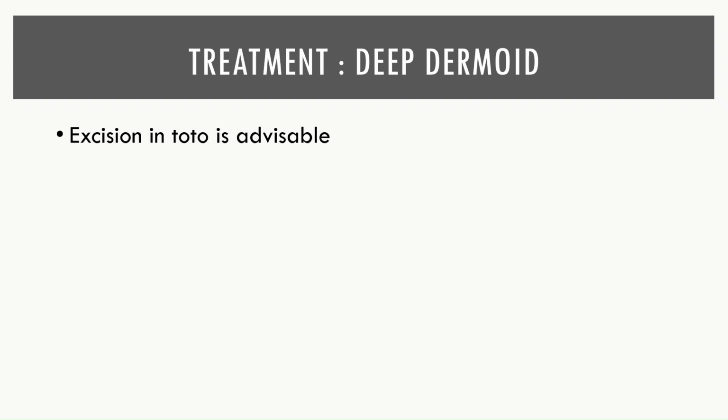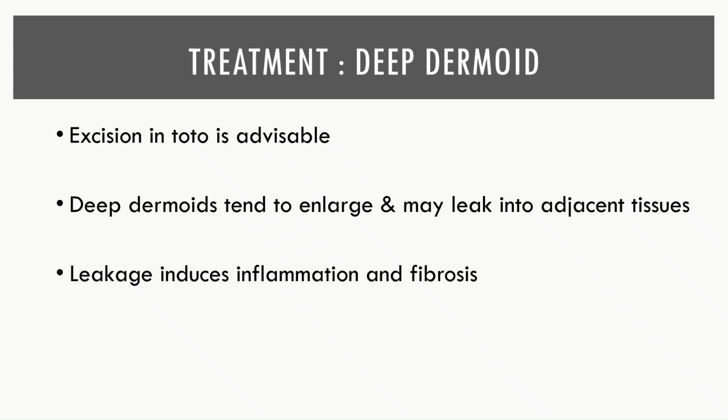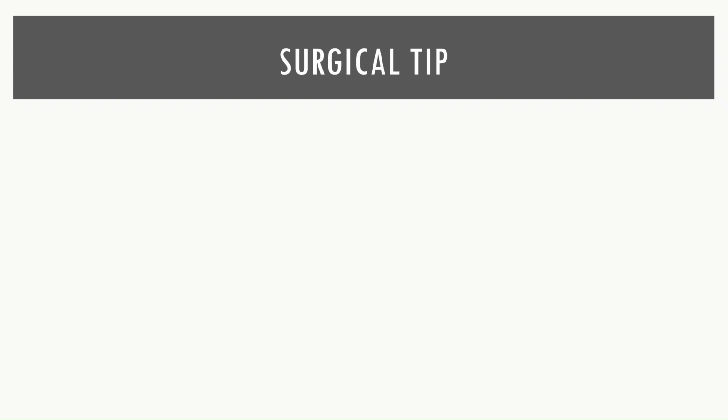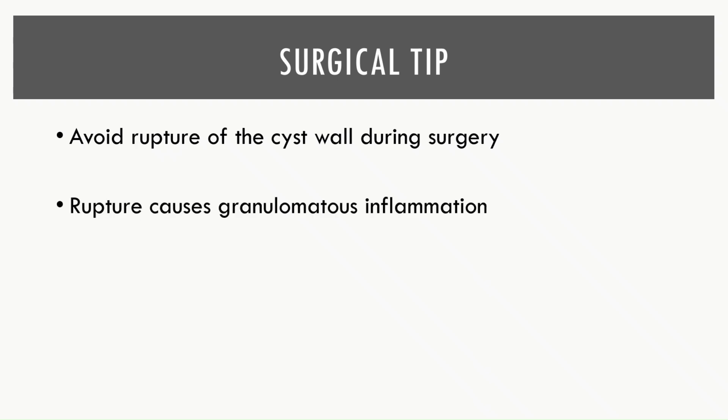Deep dermoids should also be excised completely whenever possible. Deep dermoids tend to enlarge and may leak into adjacent tissues, and this leakage induces inflammation and subsequently fibrosis. Incomplete excision leads to recurrence with persistent low-grade inflammation. A key surgical principle is to avoid rupture of the cyst wall, as this causes granulomatous inflammation of the surrounding orbital tissues.